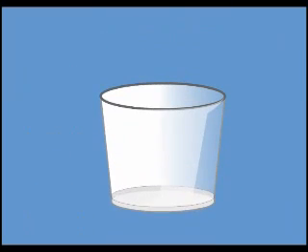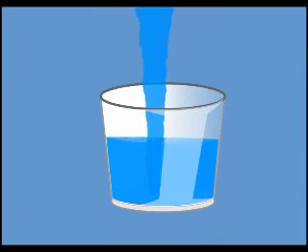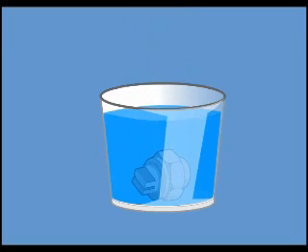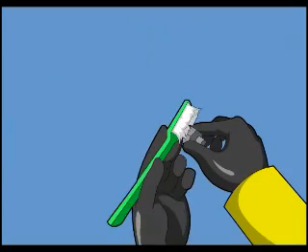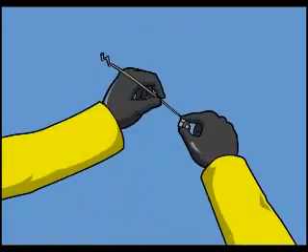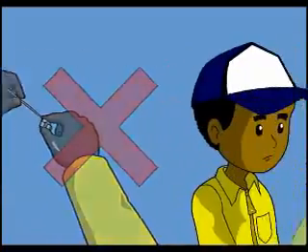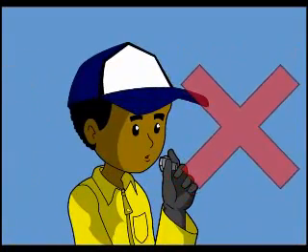Clogged nozzles should be put in a container and immersed in water for several hours before the blockage is removed with a very soft toothbrush. Never clean a nozzle with a hard pin or piece of wire, and never put a nozzle to your mouth to blow through it.